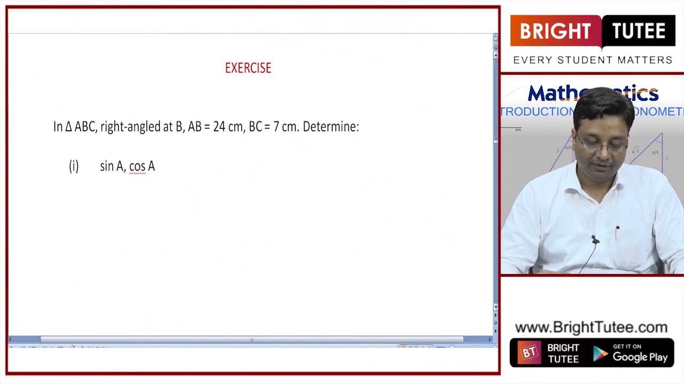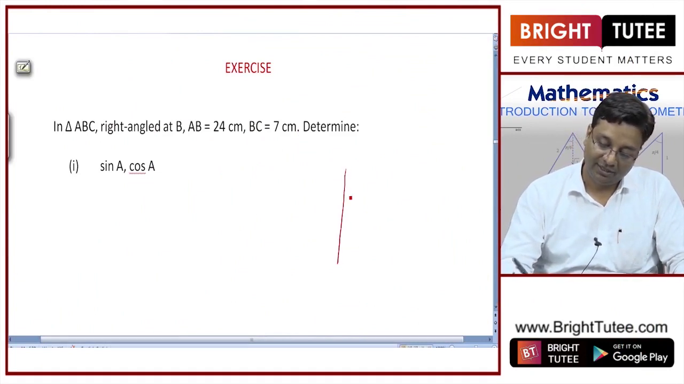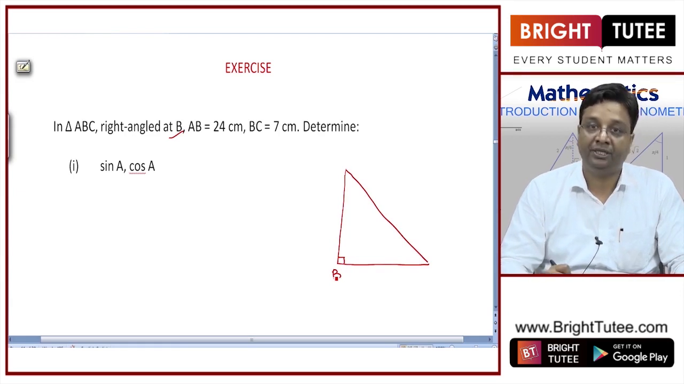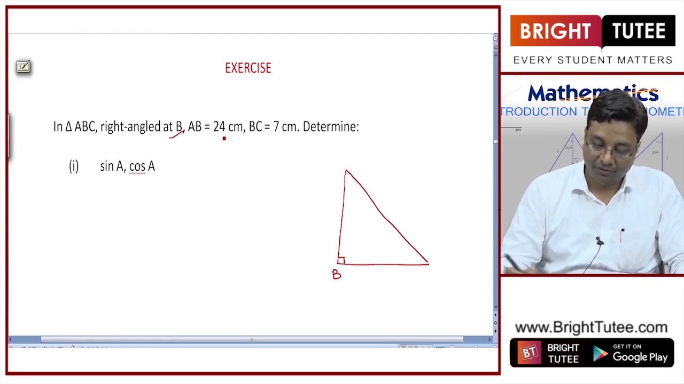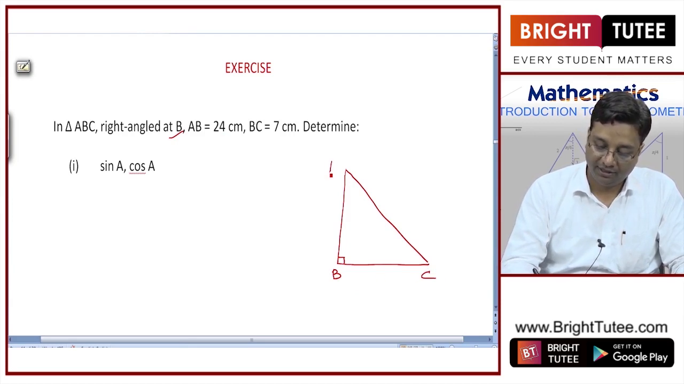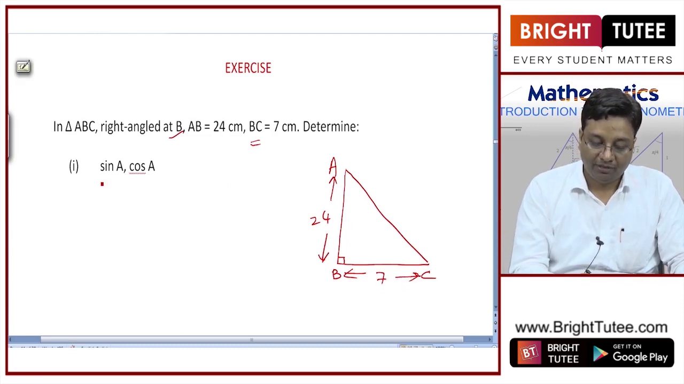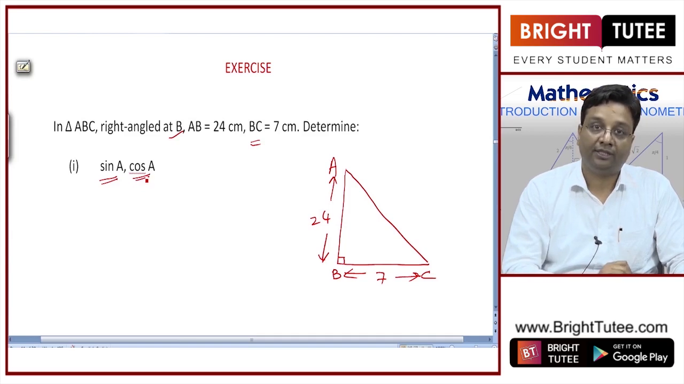In this exercise, the first question says, in triangle ABC, let's make this triangle here, and this is right angled at B. So let's make the right angle here and name it B. Let's name this C, this A. AB is 24, right? BC is 7. We need to determine sin A and cos A.